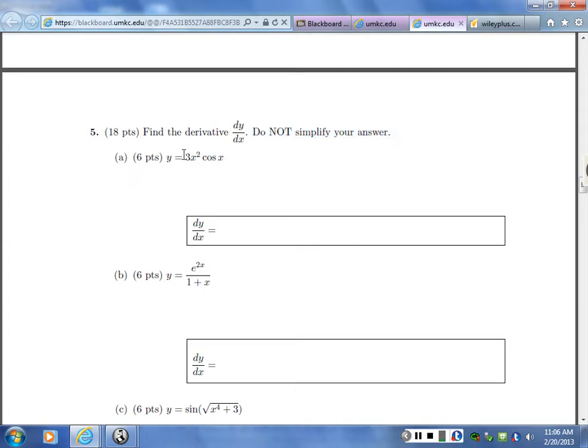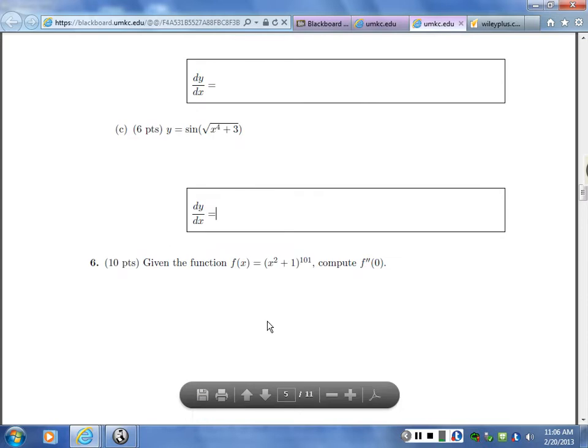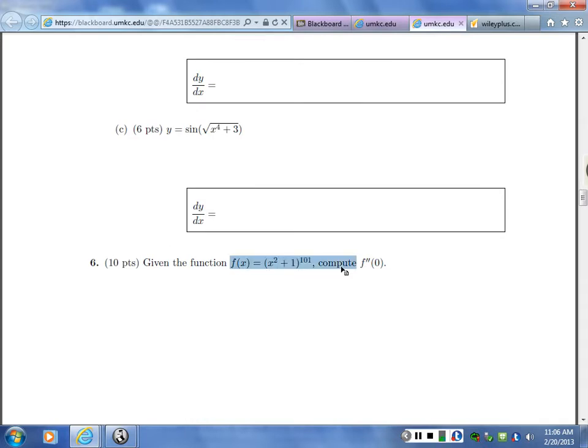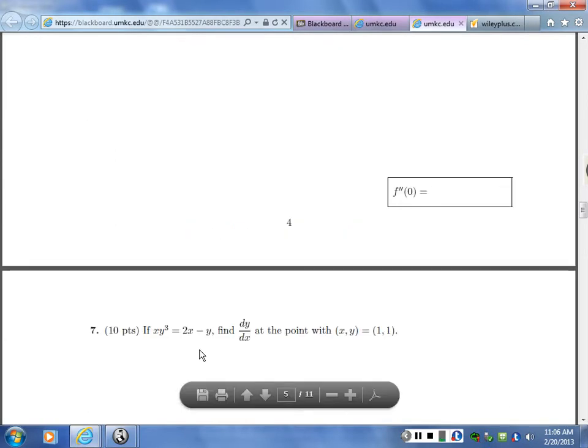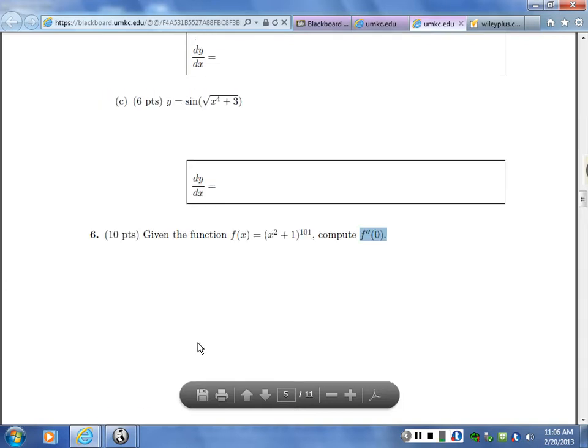So you should be able to do this derivative, this derivative, this derivative, but they want you to find the second derivative and then plug in 0. You should be able to do that at this point. So really here, the first 4 pages you can do.